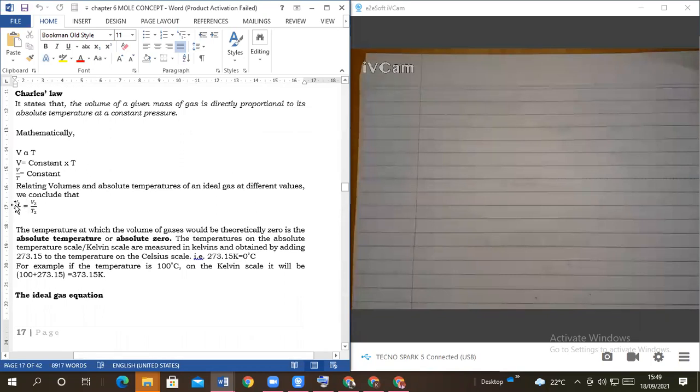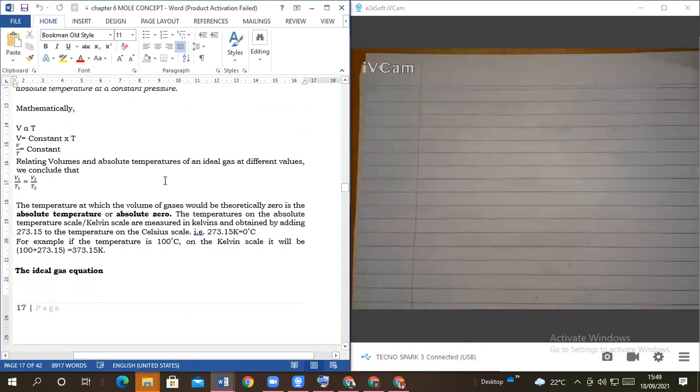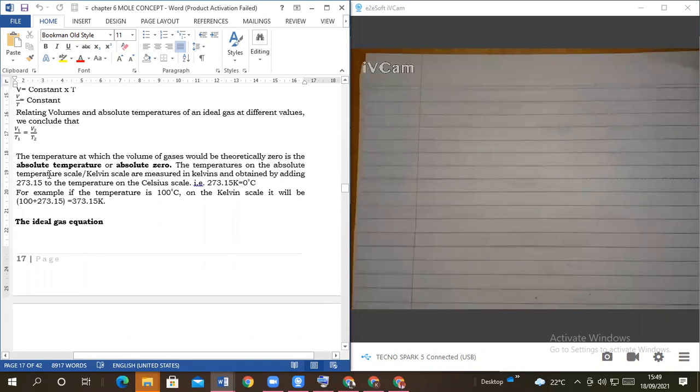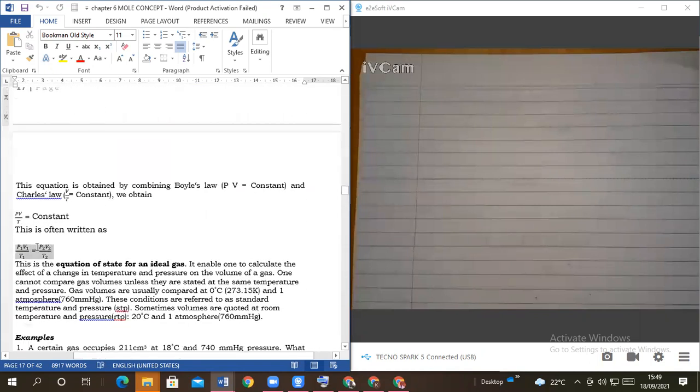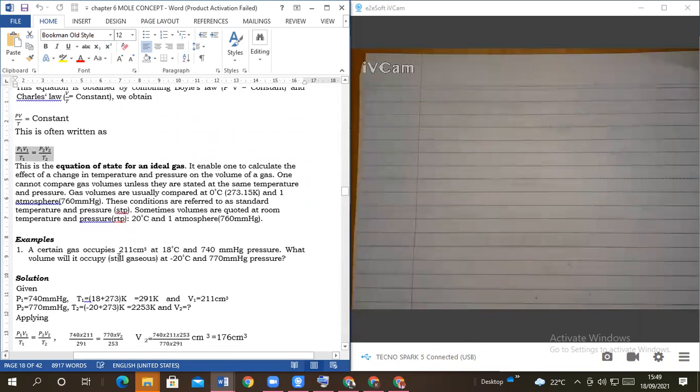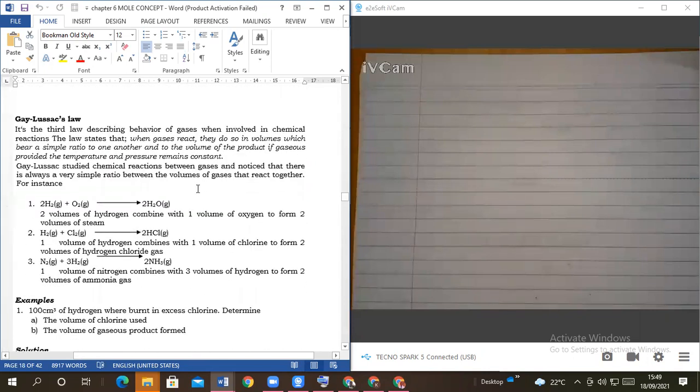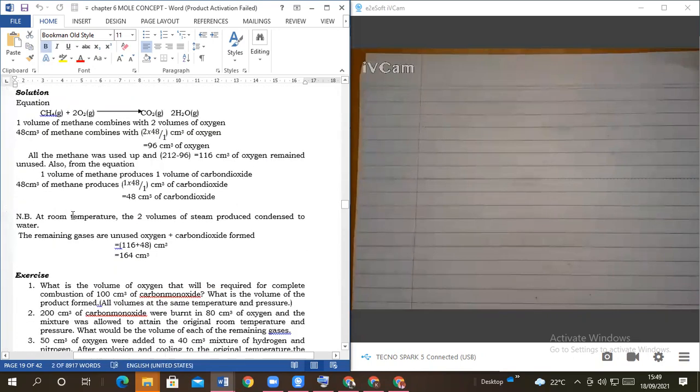Meaning V1 over T1 is equal to V2 over T2. It can also be V3 over T3 as you go on, since they are constant. So all that gives us the ideal gas equation as this. Combining the two together, you get this ideal equation. So this one I'm not going to struggle with here. Our main point of discussion is this man here and this one.